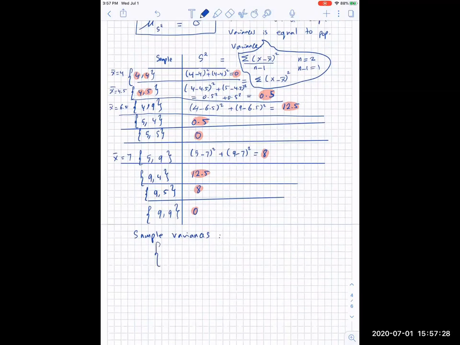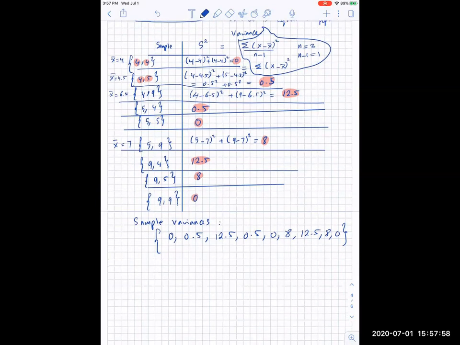What did we get, guys? 0, 0.5, 12.5, 0.5, 0, 8, 12.5, 8, 0, 3, 6, 9. Right? These are my sample variances.